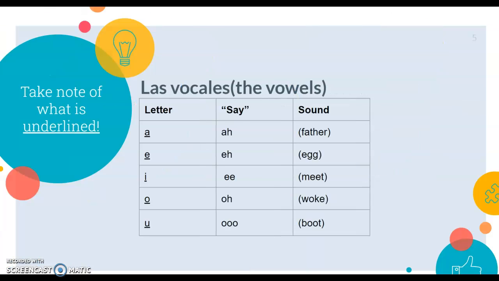Then you have your vowel sounds. You have to remember that vowels only have one sound. They don't have the short sound and the long sound like we do in English. They only have one sound, and that's the only sound that they make. So the letter A makes the A sound. It's actually the name of it. That's the sound that it makes. So you have A as in father, E as in egg, E as in meat, O as in woke, and U as in boot. Those are the sounds of the vowels.